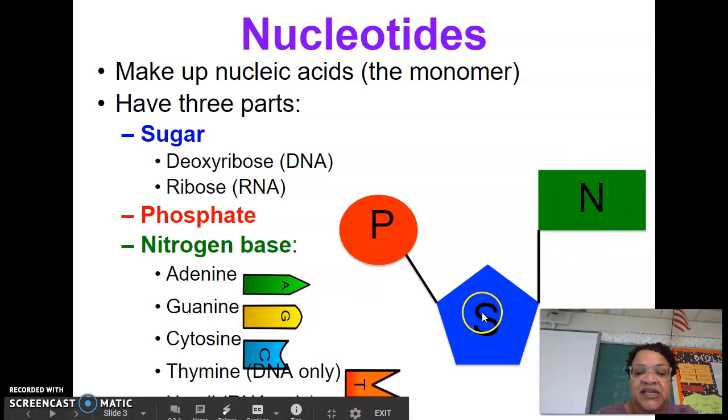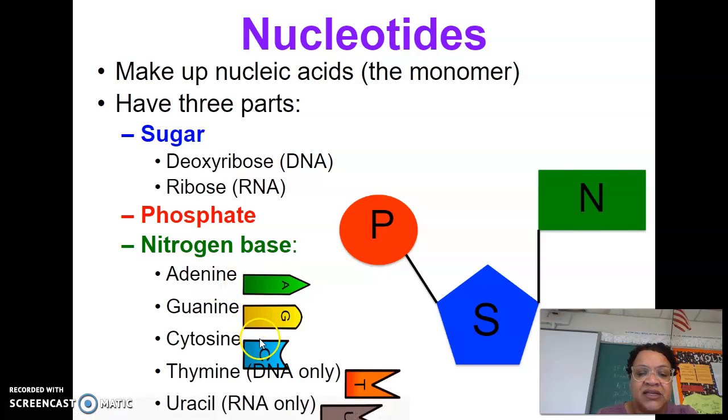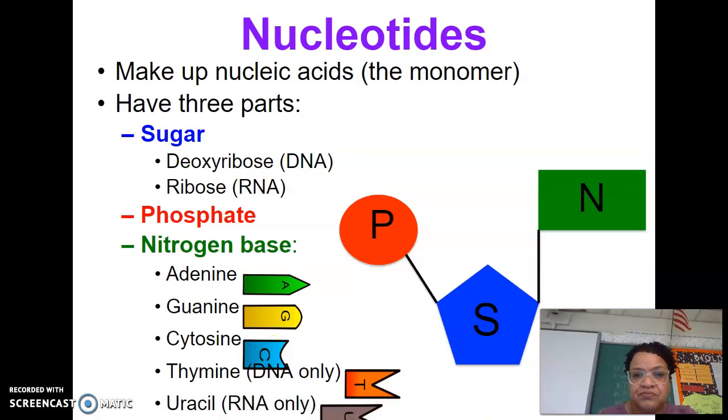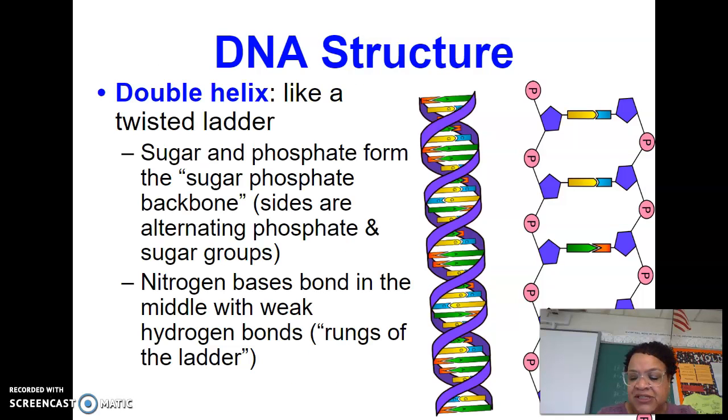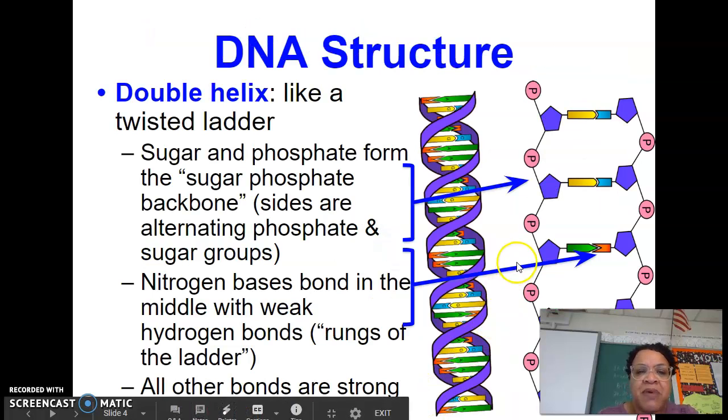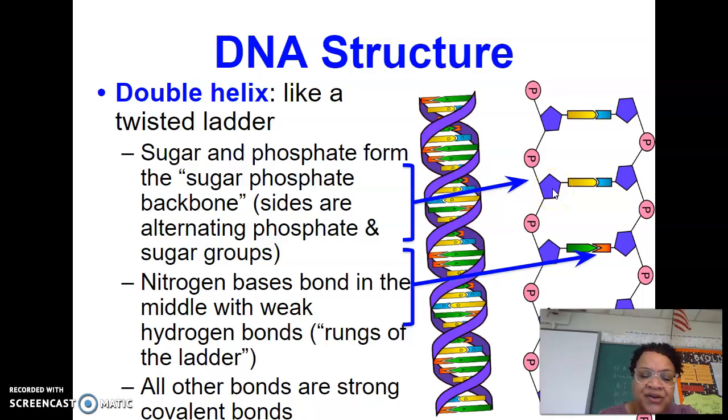The bases for DNA are A, C, G, and T. And the bases for RNA are A, C, G, and U. So DNA is twisted. And because it's twisted like a ladder, we call DNA a double helix. The double helix backbone, the sides of the ladder, this is DNA untwisted.